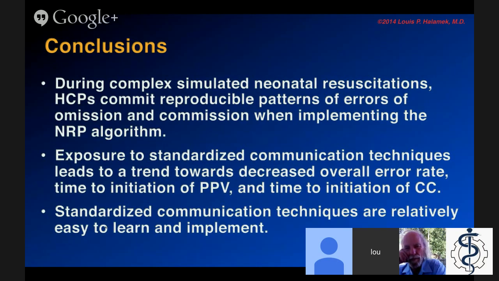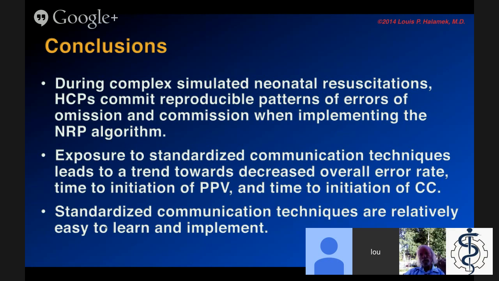Something that I learned in doing this study was that the standardized communication techniques that I showed you were actually quite easy for my confederates to both learn and implement. I was able to teach them both what the terminology was and why it was important within about 5 to 10 minutes, and then as you saw from my analysis, they were able to implement those techniques quite readily.